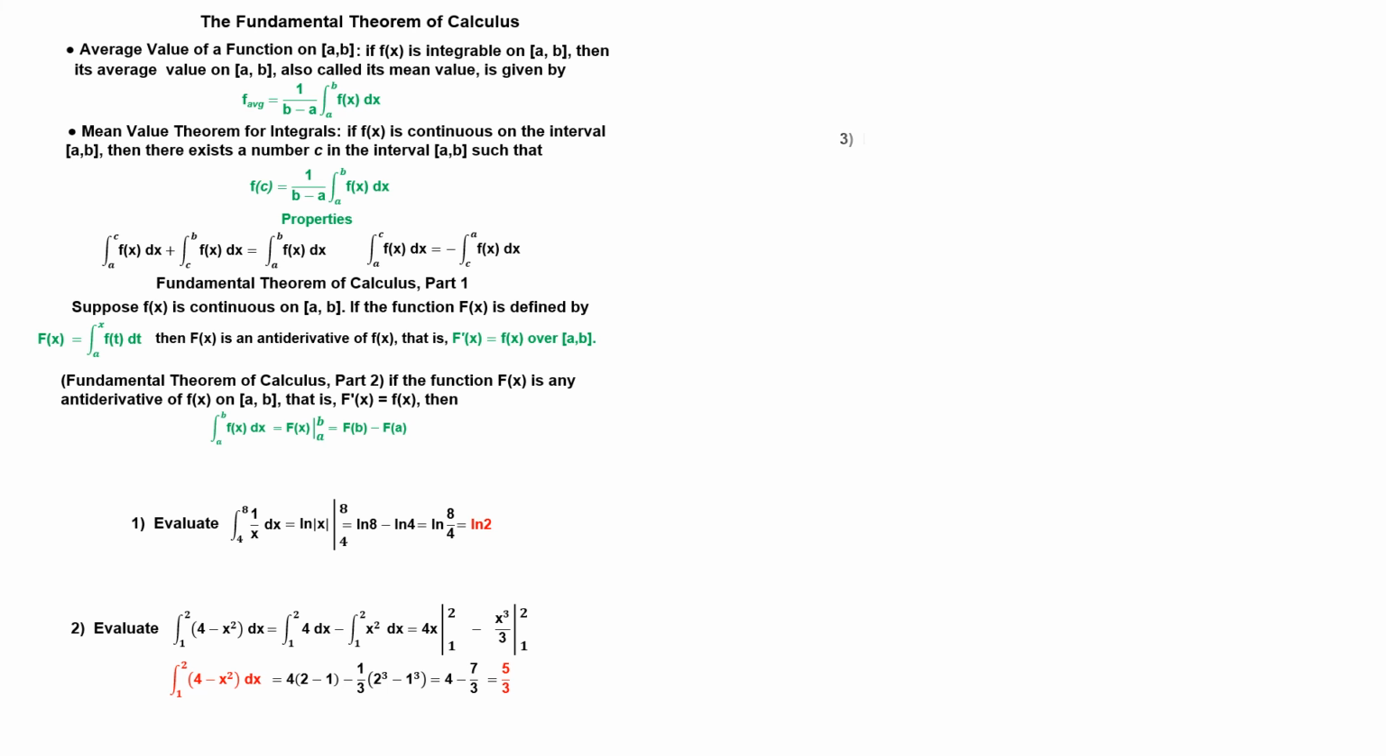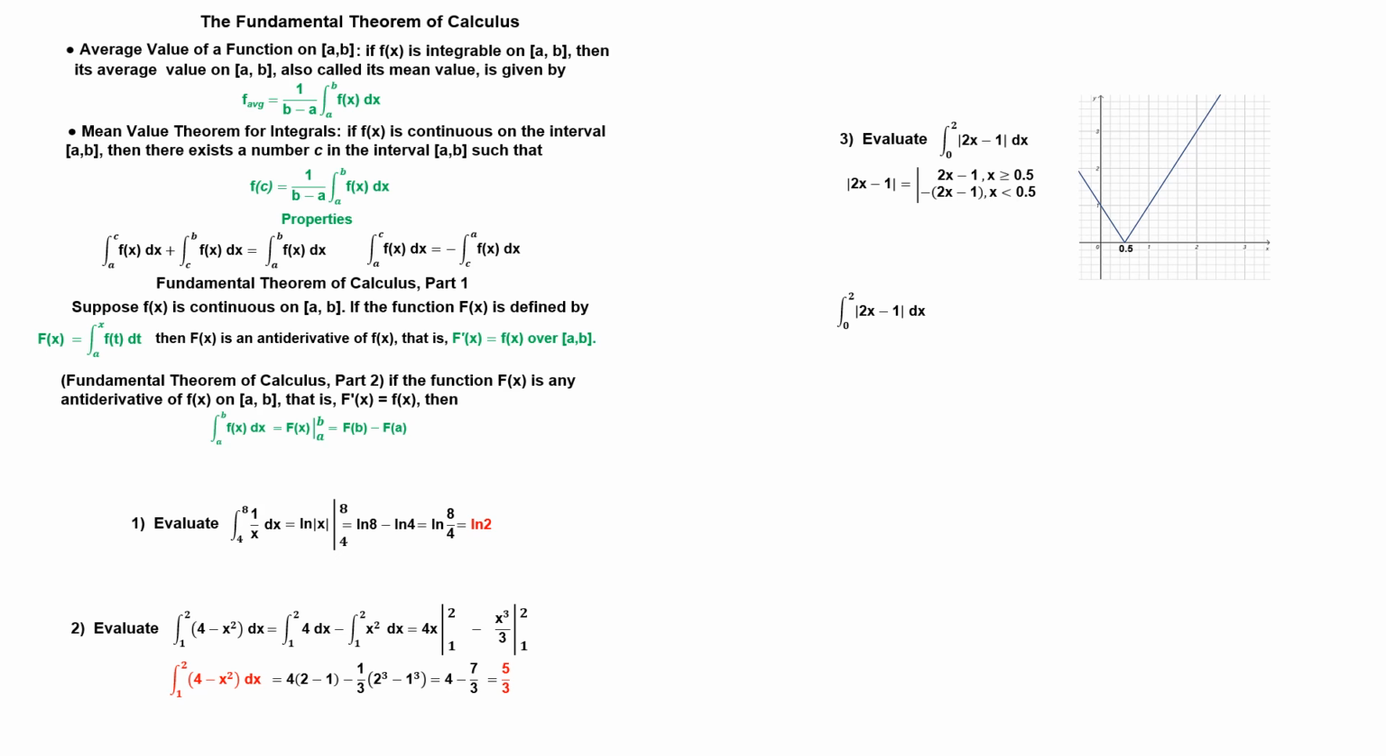To solve the third example, we must get rid of the absolute value because there is no antiderivative for an absolute value. The standard approach is using the graph and the definition of absolute value. Using the definition of an absolute value, let's separate the integral into two possible cases to break up the interval of integration into two subintervals that are easier. We now proceed as in the previous examples.